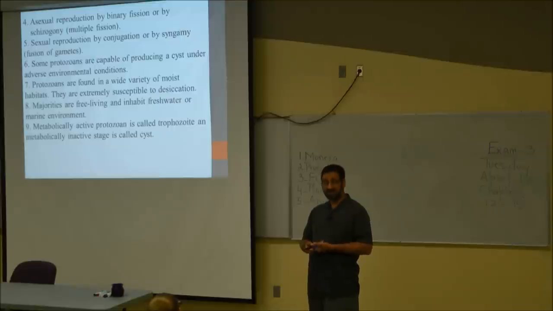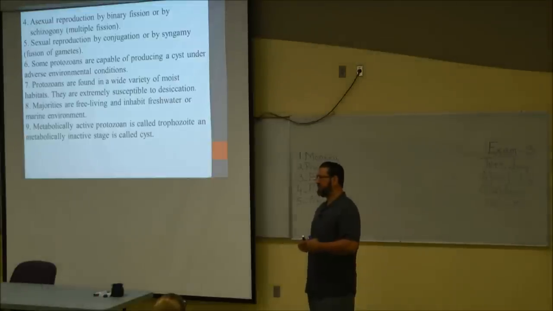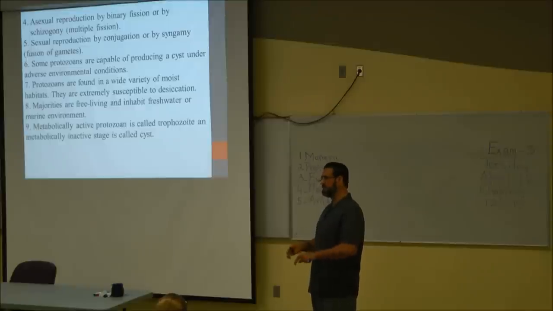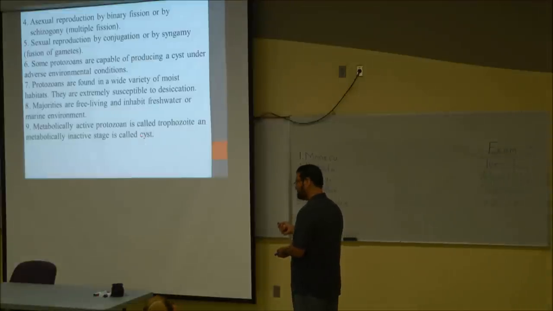Okay. The cyst. The person who consumed the cyst, because the acidity of the stomach will take care of the trophozoite. It will be destroyed. But the cyst will survive, it will go into the intestine, and it will turn into a trophozoite. So the person who consumed the cyst is more likely to get the disease.